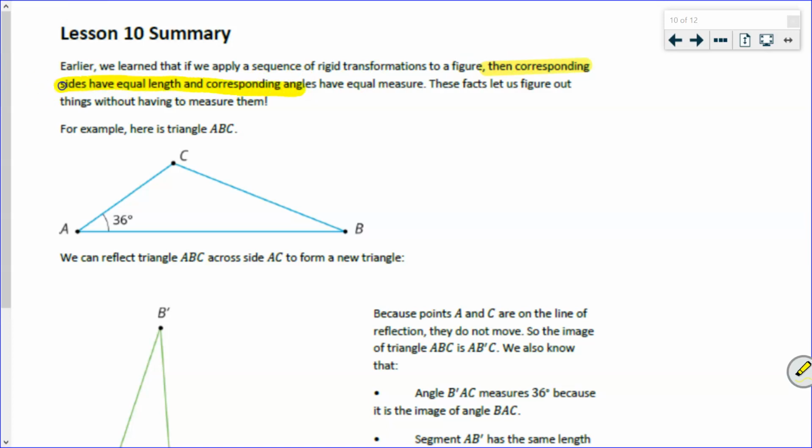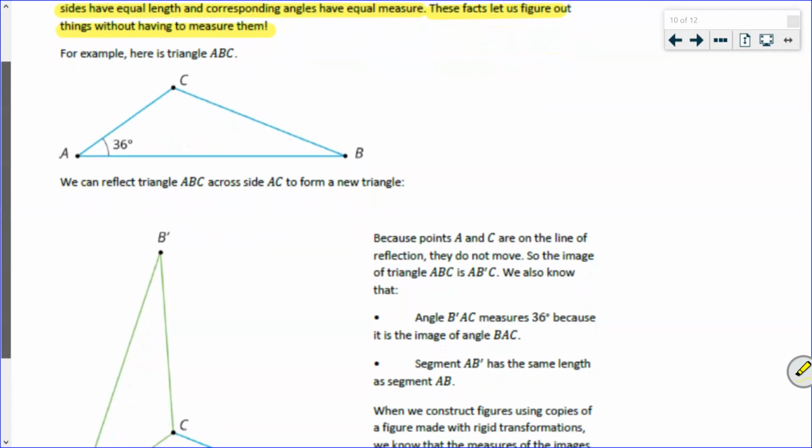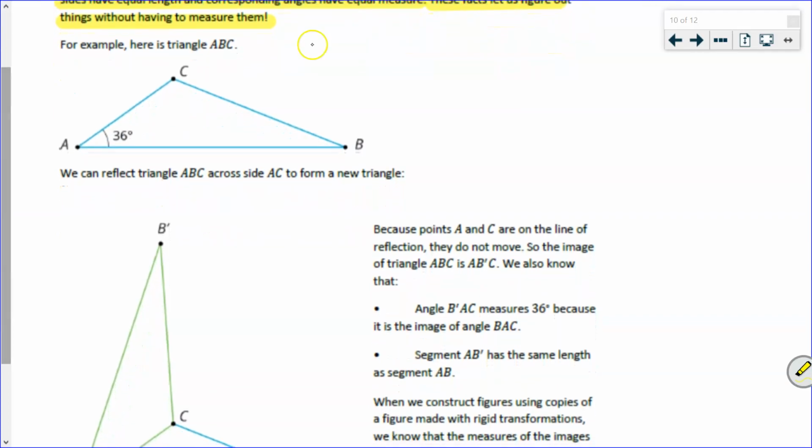So that's not anything new. However, this is the part that's new. These facts let us figure out things without actually having to measure them. We can figure out how long sides are without actually having to measure. We can figure out angles without actually having to measure. We start with this example, triangle ABC. You can see angle A is 36 degrees.